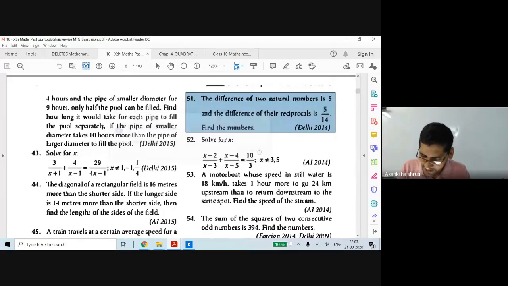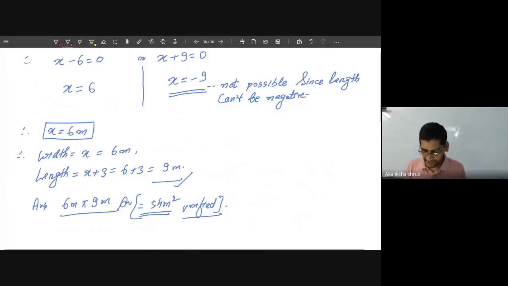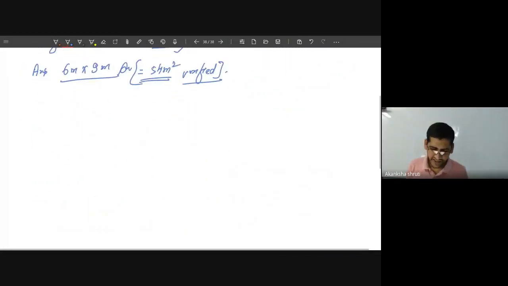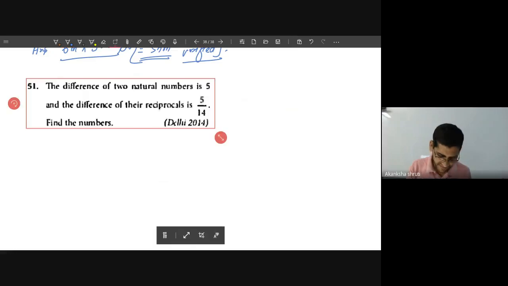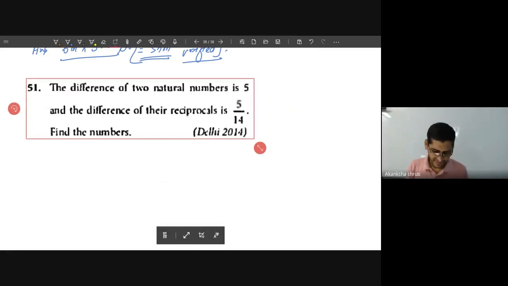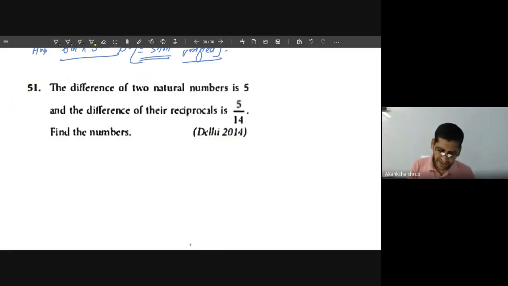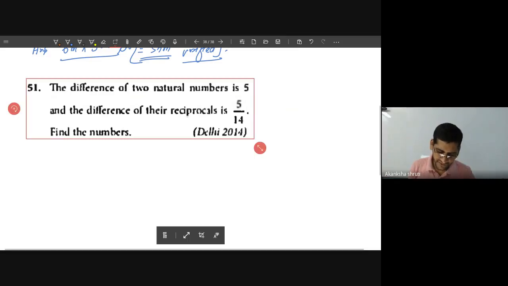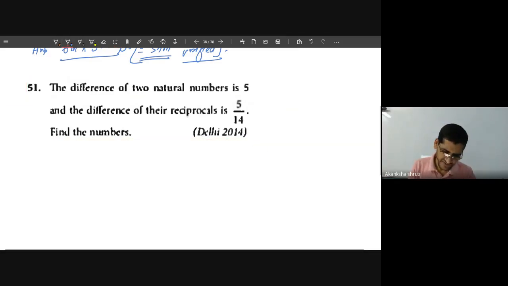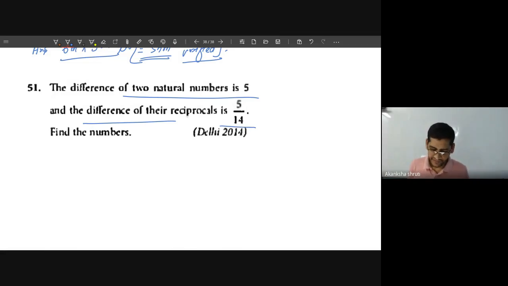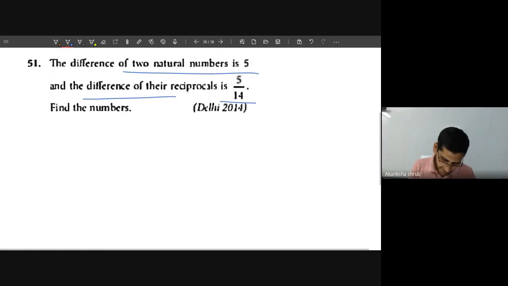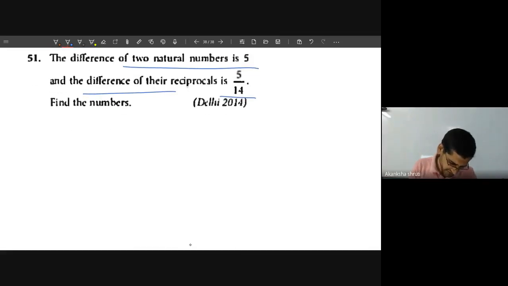Even if you are taking the 2 variable, you will get the same result. That doesn't make any difference. The difference of two natural number is 5. It is this one. And difference of their reciprocal is this one. Okay, student, इसमें बच्चे क्या गलतियां करते हैं वो हम आपको दिखलाते हैं.